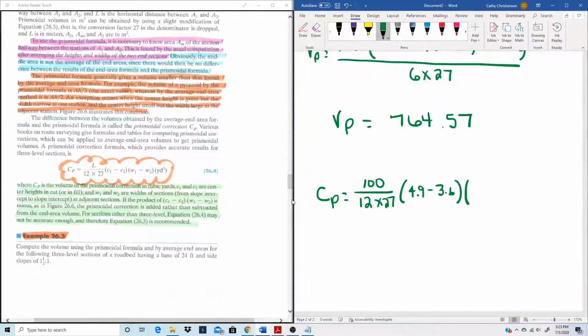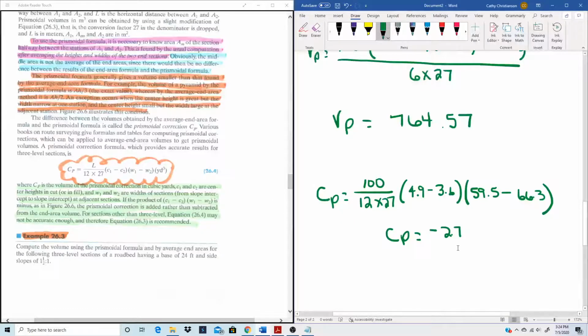And the width for the first one should be 59.5. And that's for the one at 89. And the width for 88 should be 66.3. So if we solve for that, you should be getting around a negative 2.7.